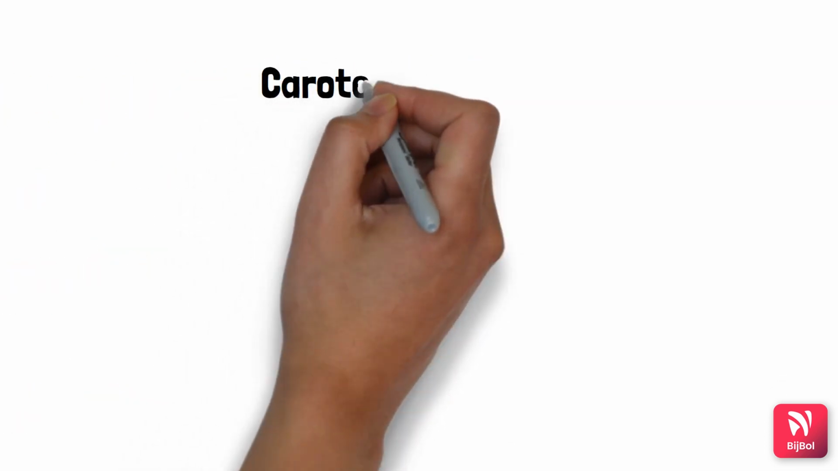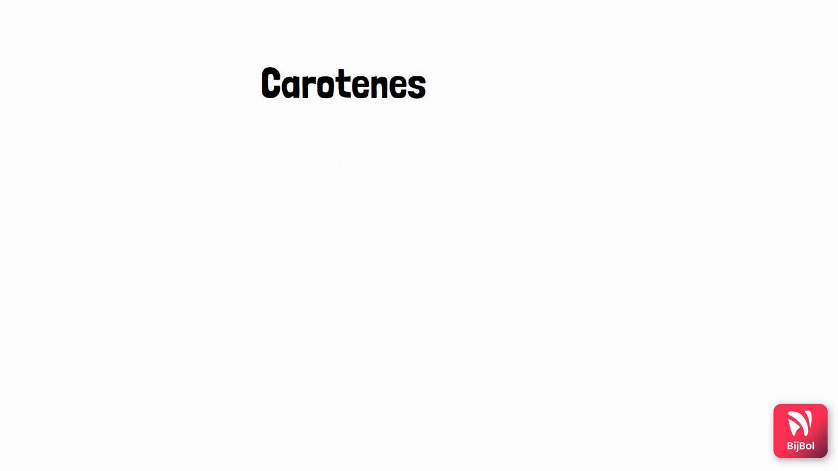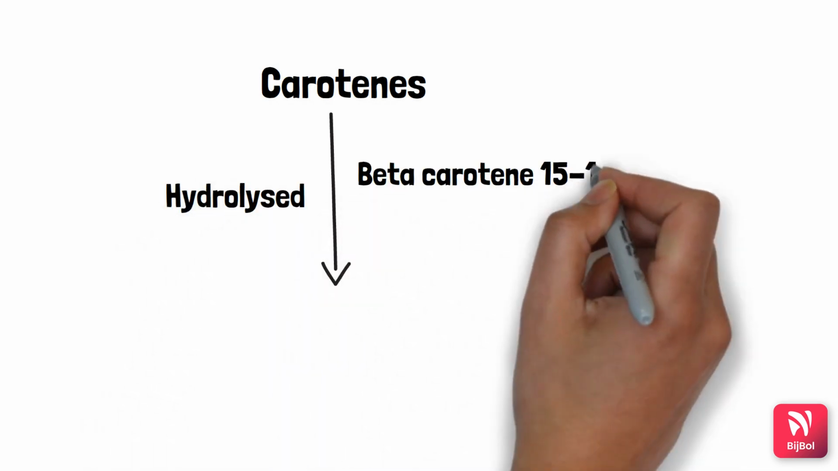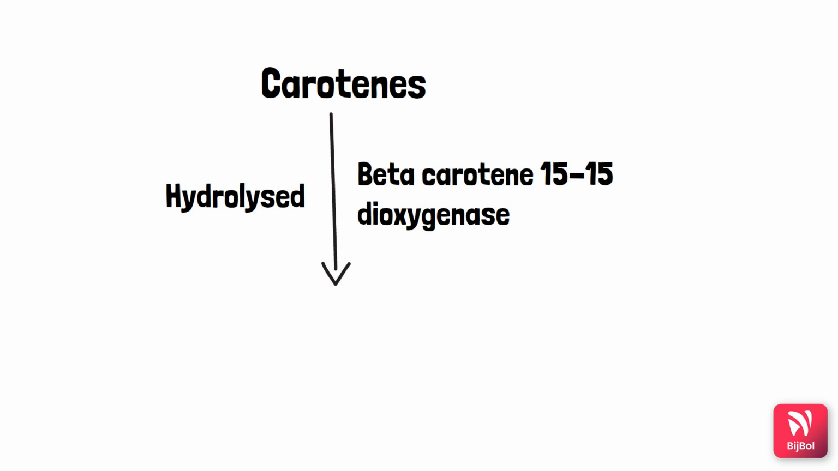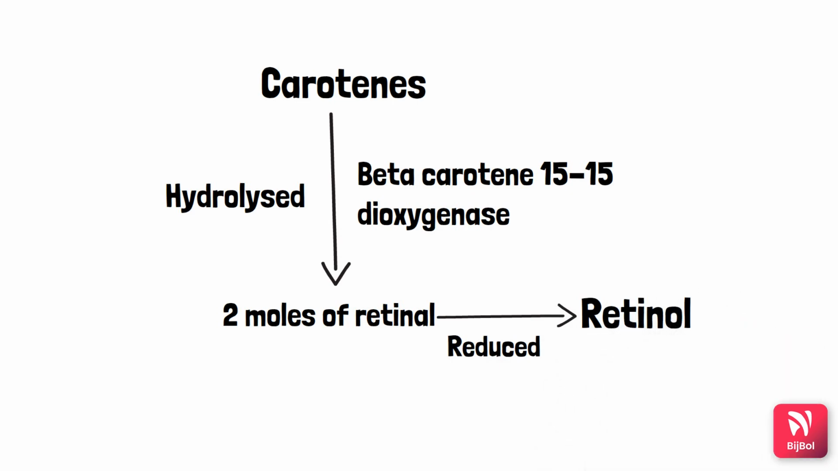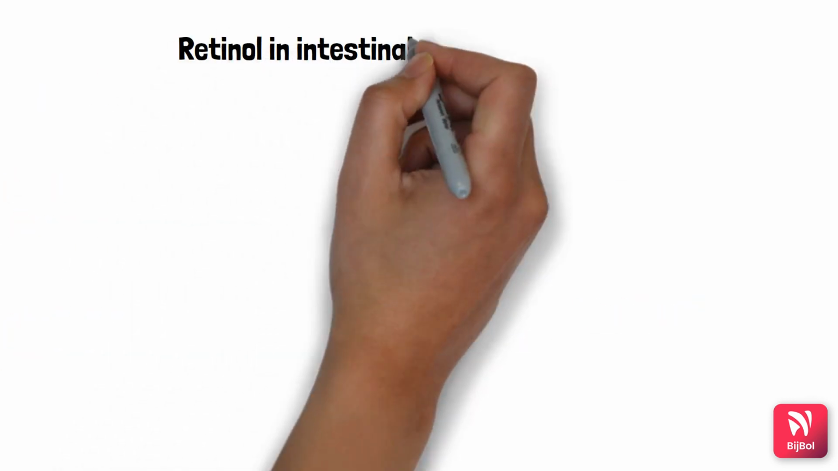Now coming to the carotenes, these are nothing but the provitamins of the vitamin A. These are the inactive forms, and these have to be activated by the enzymatic activity. So these carotenes are hydrolyzed under the enzymatic activity of the beta carotene 15,15 dioxygenase, and this will form 2 moles of retinal. So this 2 moles of retinal is reduced to the retinol. So finally, the active form of the vitamin A, retinol, is formed. So the inactive form of the vitamin A, carotenes, is getting hydrolyzed, and under the enzymatic activity it forms retinol.